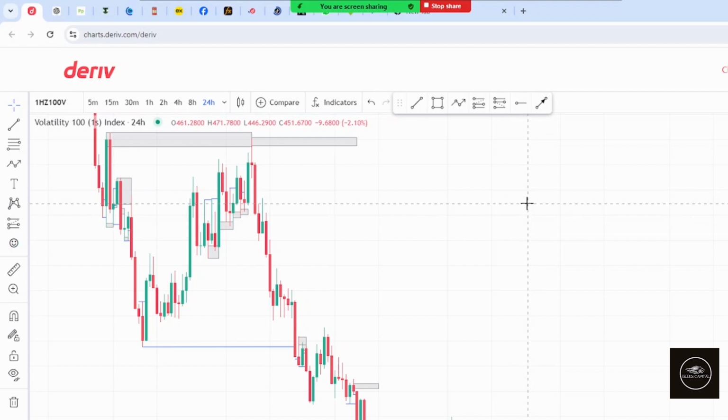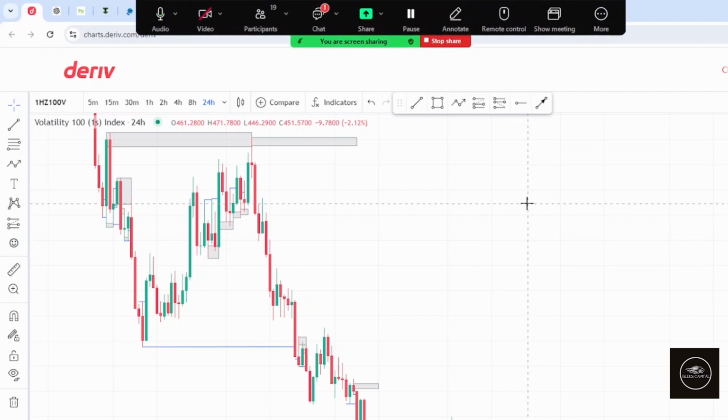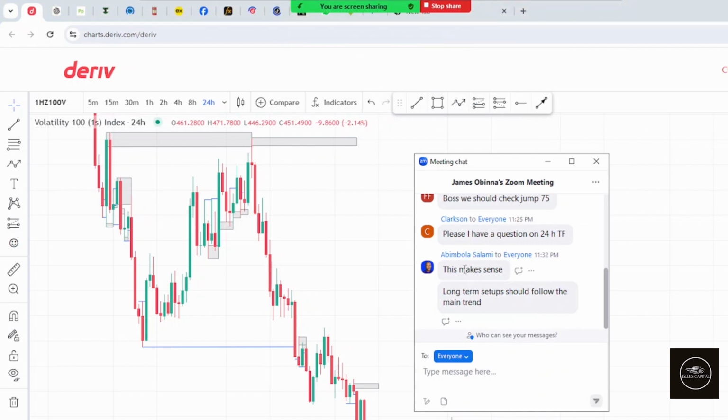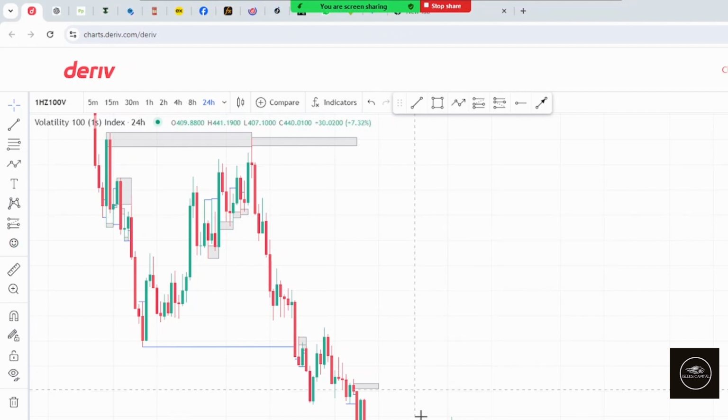You are not pushing the market and you are not commanding the market. This is a game of probability. That's why you have an SL, that's stop loss. Once the market doesn't move your way, your stop loss will guide your capital. Do you understand? That's it. This makes sense. A long-term setup should follow the main trend. That's what I'm trying to explain.